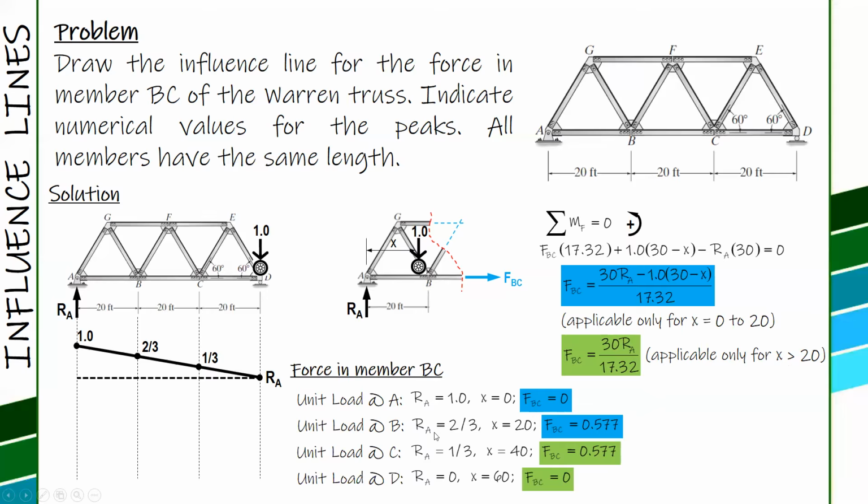Just follow this pattern so that your solution is systematic and serves as a guide. All of these are 0, 0.577, 0.577, and then 0. And then you connect, and so this is the influence line for member BC. Okay.